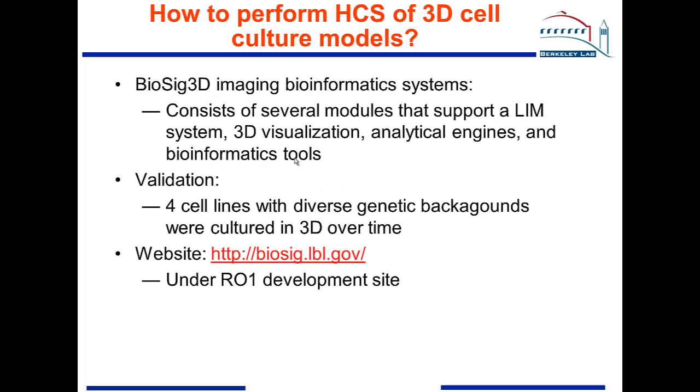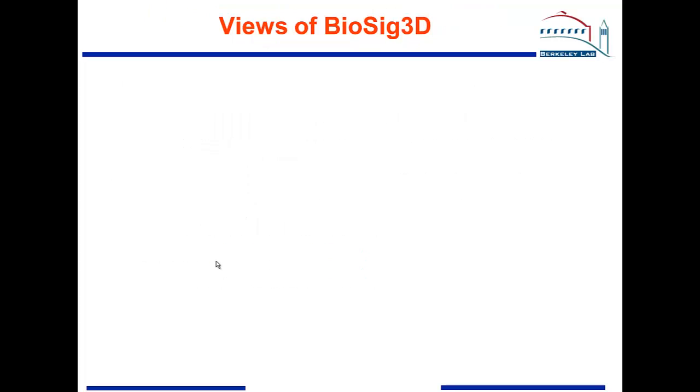Which brings us to BioSig3D. It consists of several modules that support a laboratory information management system, a LIMS, 3D visualization of raw and processed data, analytical engines for image analysis, and bioinformatic tools. These components are brought together through the strong use of controlled vocabulary. The system has been validated with 4 cell lines with diverse genetic background that were cultured in 3D and then harvested over time. Here is the website for BioSig3D, which includes documentation and installation manual.